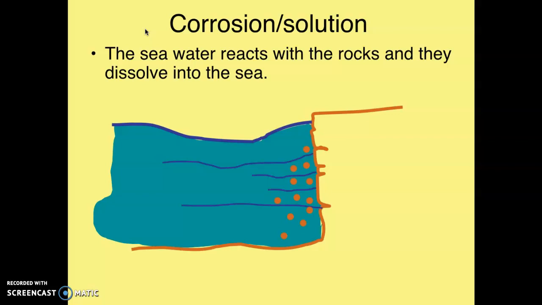The fourth type of erosion is called corrosion or solution. This is when the seawater reacts with the rocks and they actually just dissolve into the sea. Like when you pour salt into hot water and the salt starts to dissolve into the water, the same thing happens with the rocks. The sea can be slightly acidic and it will dissolve some of the rocks.